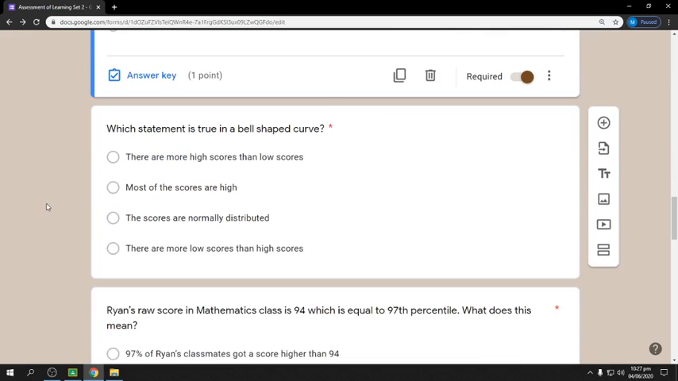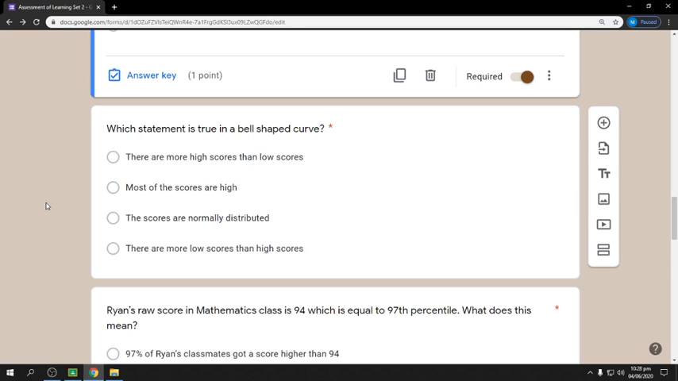So which statement is true in a bell-shaped curve? For those who are math majors, this is going to be easy for you. And for those who have been doing their item analysis, this would also be easy. So we're all familiar with the bell-shaped curve. The bell-shaped curve is actually our standard for the score distribution, right? We call the bell-shaped curve the Gaussian distribution. We also call it the normal curve, right?